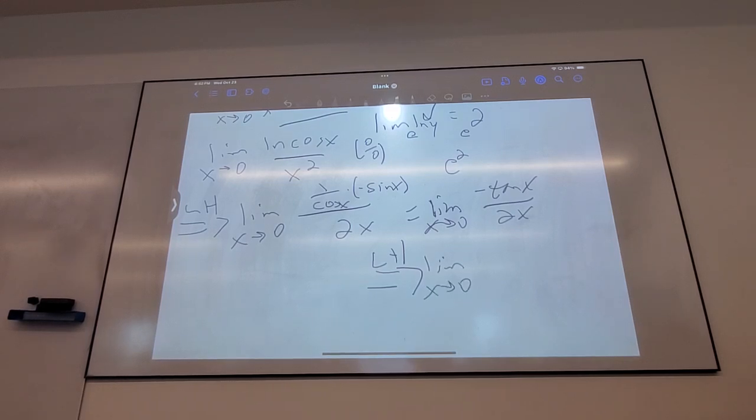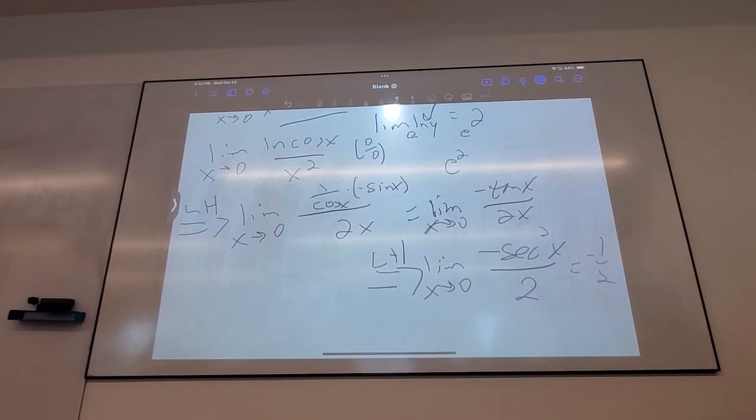What's the derivative of tangent? Secant squared. What's the derivative of 2x? 2. We're not going to use L'Hopital's now, because it's determinate. I don't care what the top is, I can get the answer. When you plug in 0, what's secant of 0? 1. So this is negative 1/2. I couldn't stop myself. I wanted to know what the answer was.